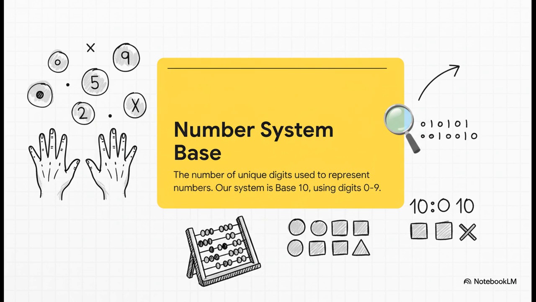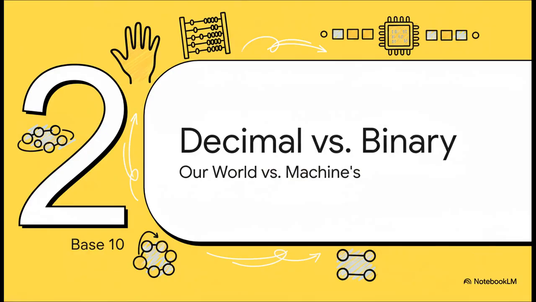Think about it. We humans have 10 fingers, right? So we naturally came up with a base 10 system. That's why we have 10 digits. 0, 1, 2, all the way up to 9. It's really that simple. Every number you've probably ever thought of uses this system. So that's our world, base 10.